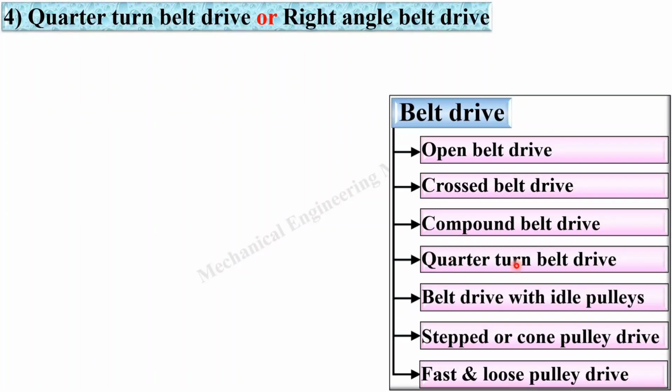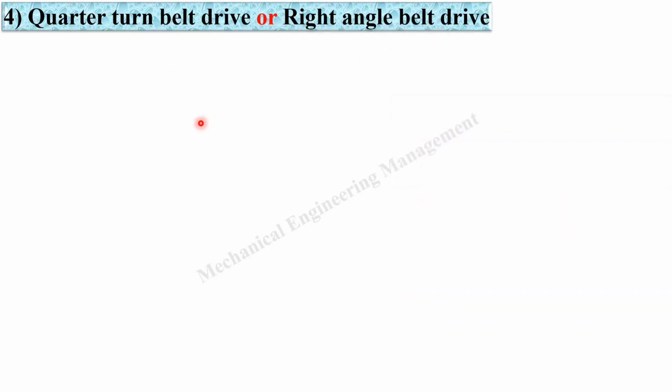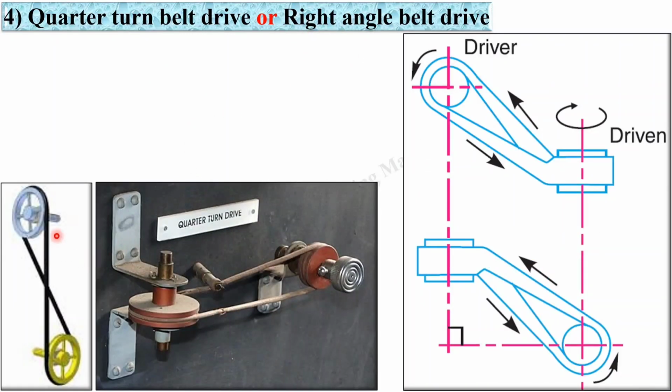Next one, quarter turn belt drive. Sometimes it is called a right angle belt drive. Here you can see this is the model of the quarter turn belt drive, so that you can understand exactly. This is the simple figure that you can draw in the examination for the quarter turn belt drive.